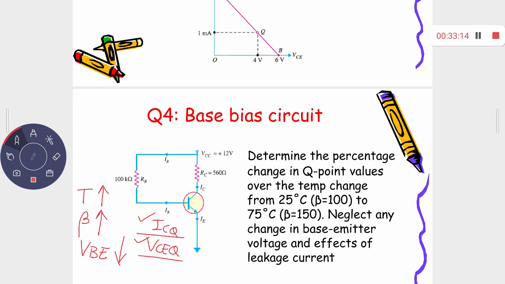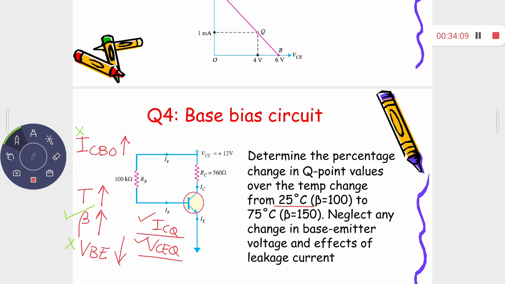And while doing so, we are just considering that the change in the temperature is reflected by the change in the beta value only, not the change in the base emitter voltage. And obviously, leakage current. As the temperature increases, we also understand that this ICBO also increases. So that we are not considering for the time being. Only as temperature changes, only the change in beta, not the change in the VBE value, not the change in the ICBO. Because you mentioned that you just neglect all the problems in the IC part change and IB part change. Then what is the percentage change you are getting?